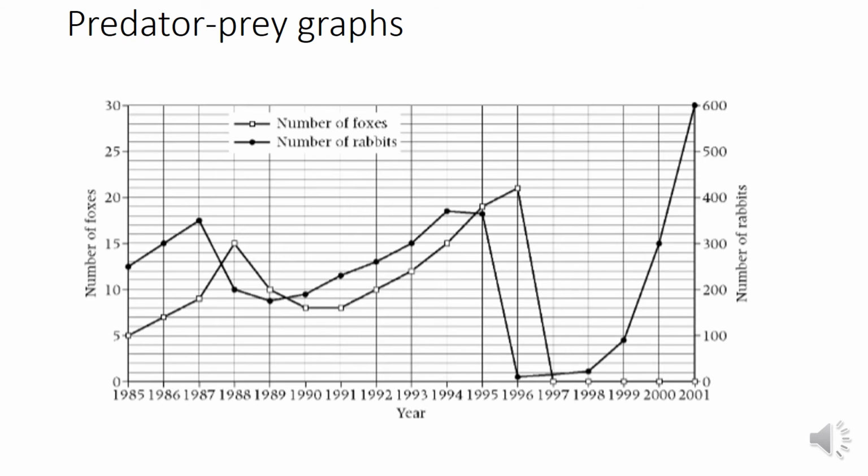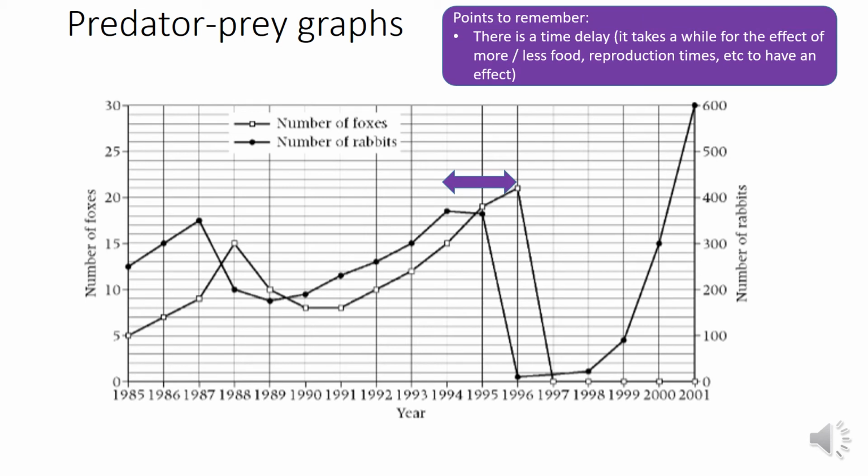So, in summary, there are a couple of really important points that we need to be careful of when we are looking at predator-prey graphs. The first one is that there is this time delay. As we've seen, there is somewhere between a year and 2 years time delay between the changes in the number of rabbits and then the changes in the number of foxes. And this is because it takes a while for the effect of there being more or less food, more or less predators, the reproduction times, etc., to have an effect on the numbers.